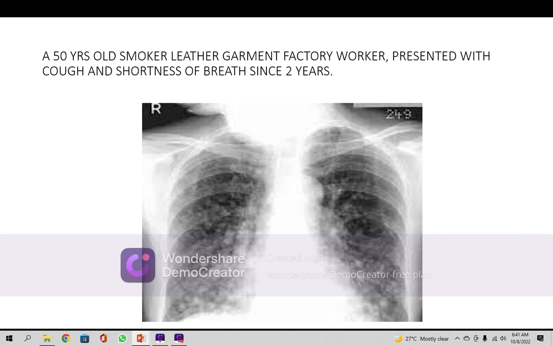Rather, a garment factory will use many things, chemicals and other raw materials. The most likely diagnosis is pneumoconiosis because all lung fields are involved. This is the first most likely diagnosis.